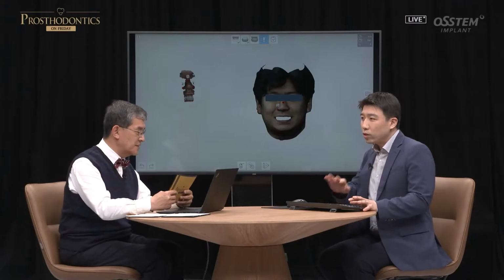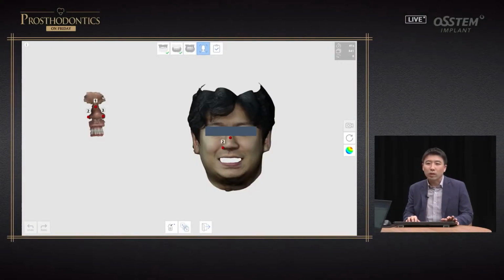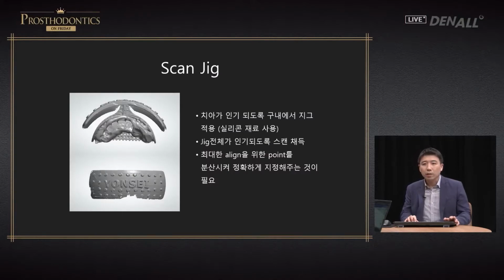At times, overall facial scan data can be prepared separately. In that case, you use the T-zone or nose to merge amongst the facial scan data. This is a scan jig that I've mentioned earlier. When you scan teeth using facial scan data, the form at times is not recorded properly, so I use a scan jig frequently. You can see this, but we name this the consecutive jig.